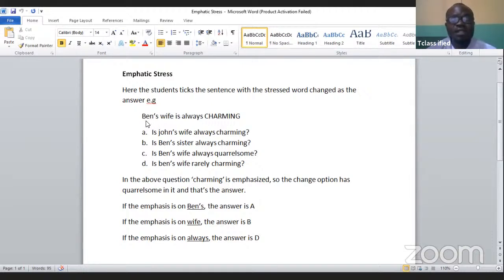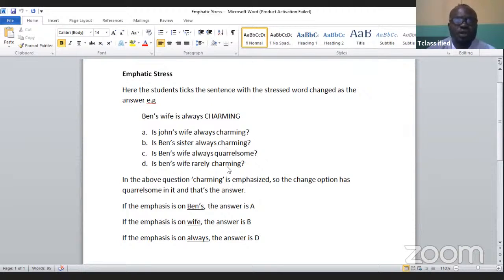We have this sentence: Ben's wife is always charming. So the stressed word here is charming. How do you know the stressed word? The word that is written in capital letters is always the stressed word. Sometimes they are going to write it in bold or italicize it so that you can differentiate it from the other words. So charming is the stressed word.